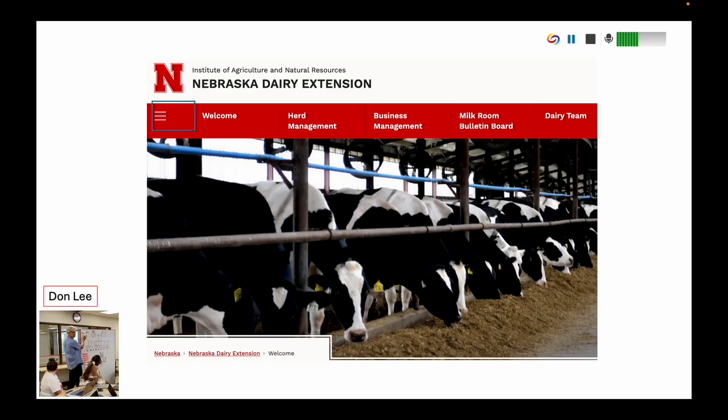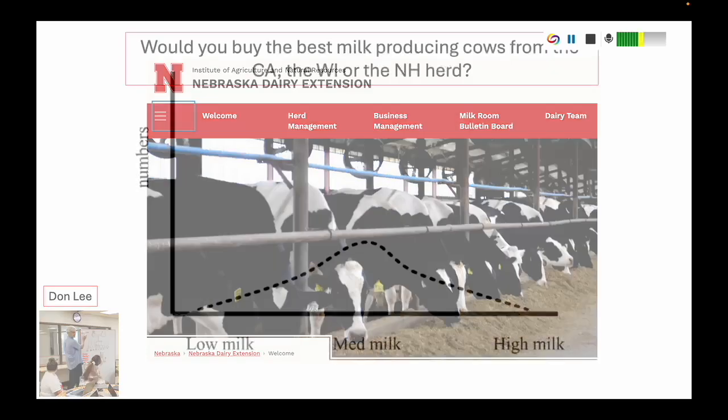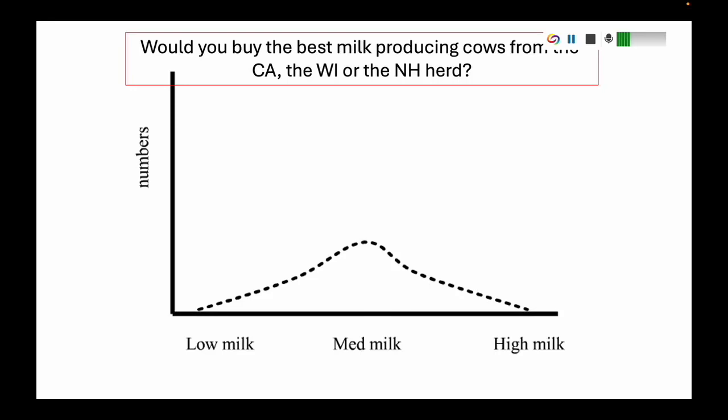So I have a collection of colleagues from the University of Nebraska who combine their expertise to support the dairy industry, which is a really important part of the food system. If you love ice cream, you want dairy cattle producers to be successful.